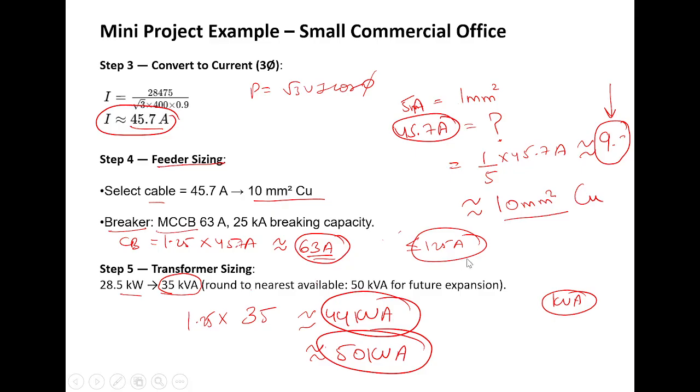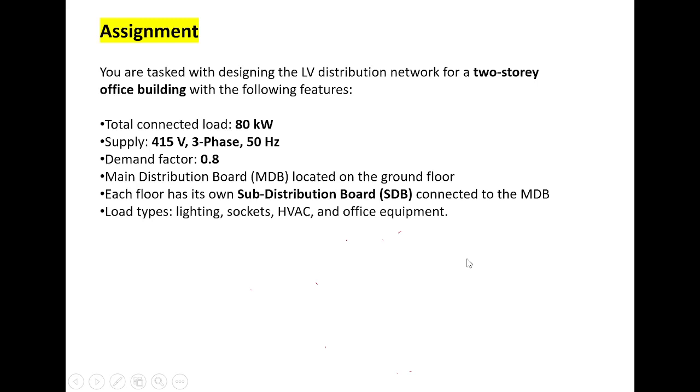Now after this I am giving you an assignment. So this is an assignment. You have a two-story office building. For this you have a total rated load of 80 kilowatt power supply that I am giving here. Last time I was using 400 kilowatt, but here I am changing some values. So the supply voltage will be 415 volts, three phase, 50 hertz, and the demand factor you should use is 0.6 in this case.